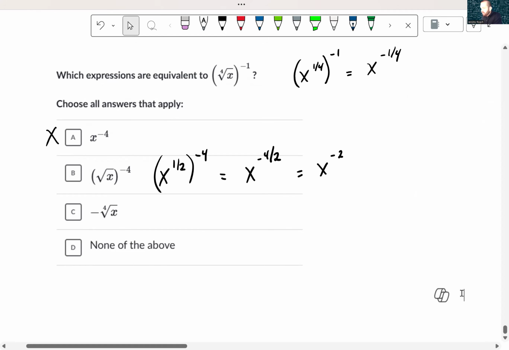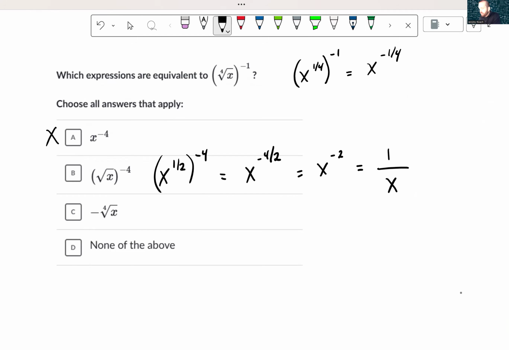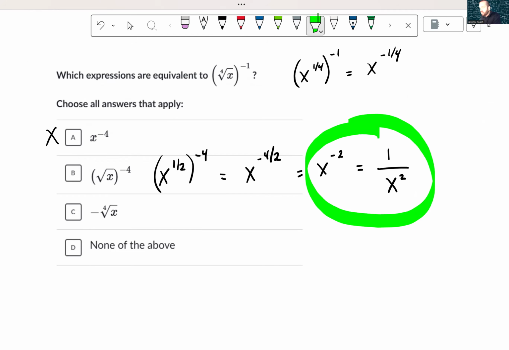So just as kind of a side note, you might see questions like this on quiz 1, maybe not. But this is the same thing as 1 over x squared. So that's another way we can write negative exponents: 1 over the positive of the exponent. That's important to know. I'm going to just circle that in green because that's important to know, I think.